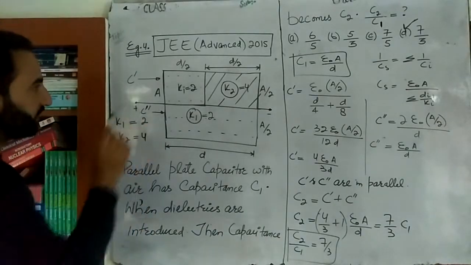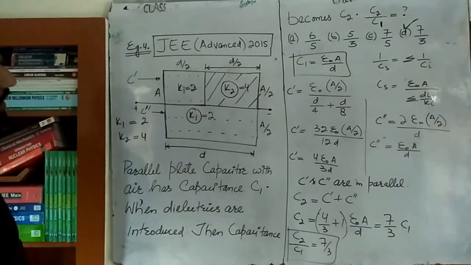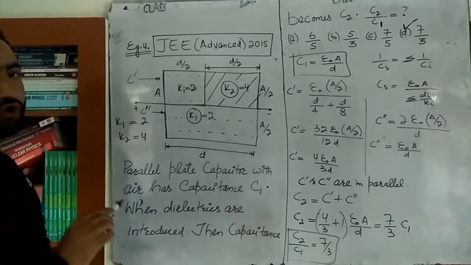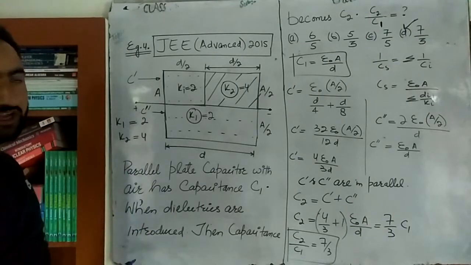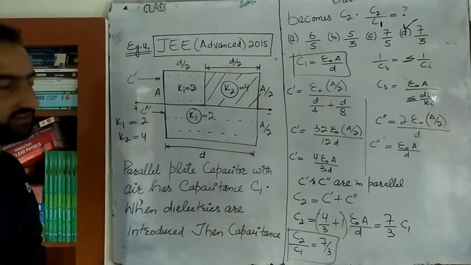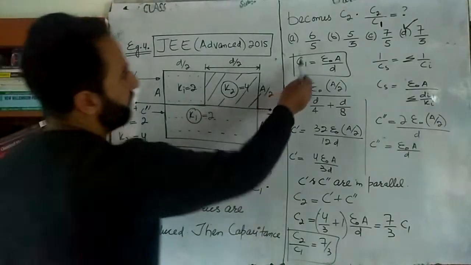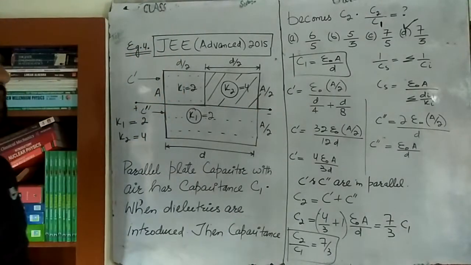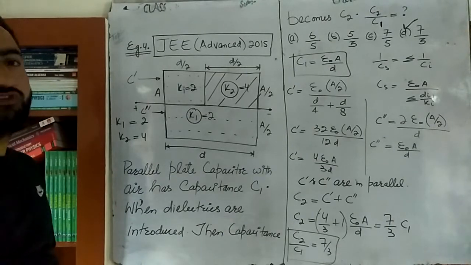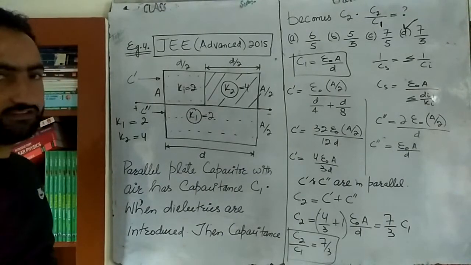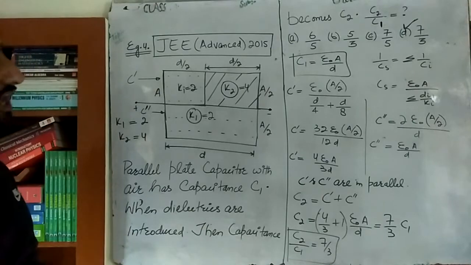Okay, K1 and K2 are mentioned, and it is 2 and 4. Now what's given is, if there are no dielectrics, capacitance C1. If there are dielectrics, capacitance C2, and you will have to calculate the ratio of C2 and C1. First of all, obviously C1 will be equal to epsilon naught multiplied by A divided by D, because C1 is the capacitance when there are no dielectrics, and in absence of dielectrics, capacitance is simply epsilon naught A divided by D.